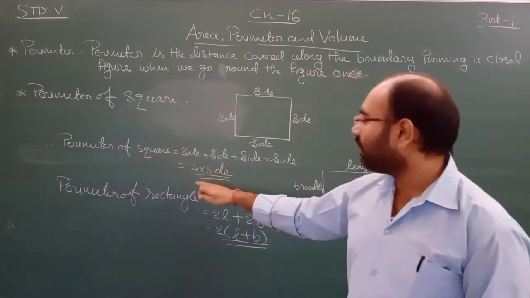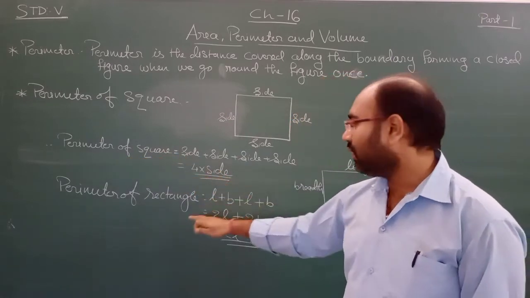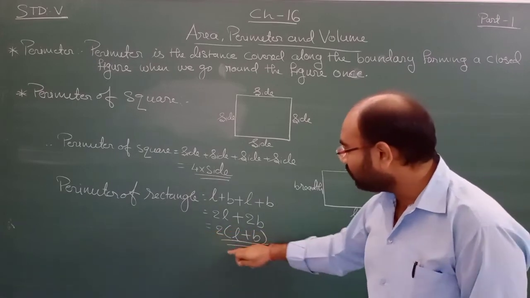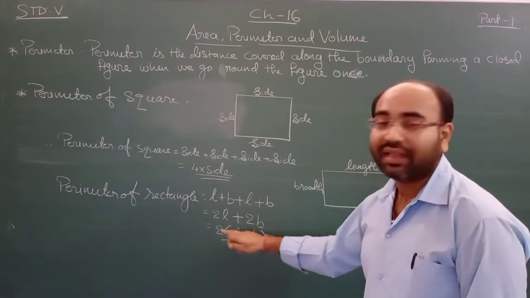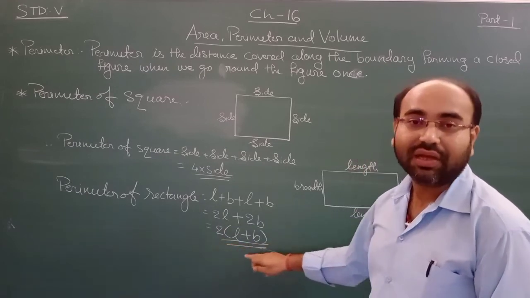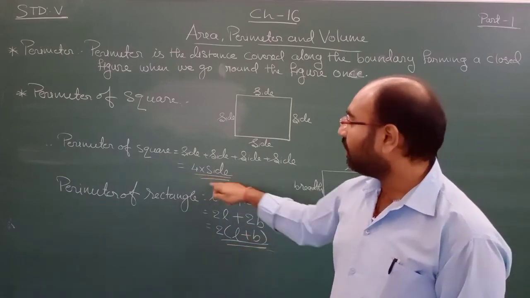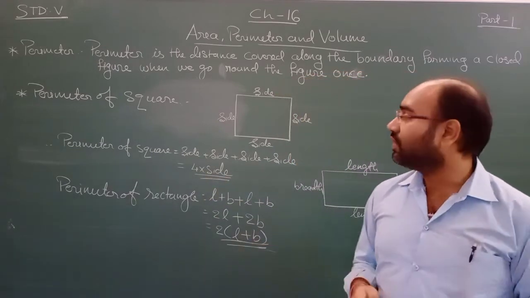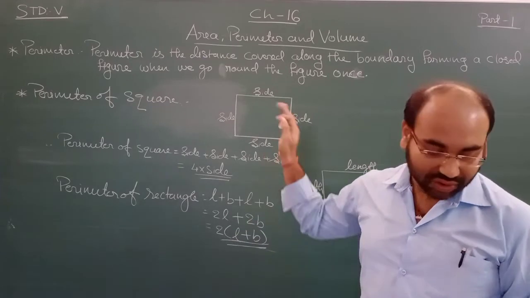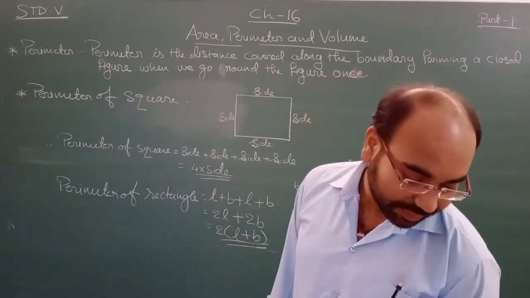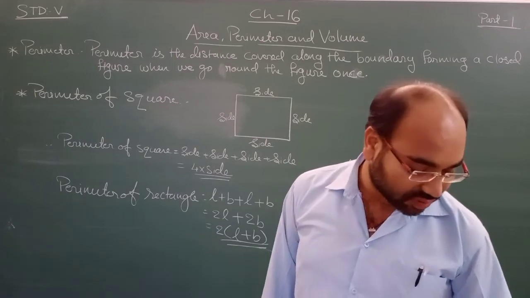So perimeter of square means what? 4 into side kar dena hai, perimeter of rectangle is equal to 2 into L plus B. Ab aapko yehi karna hai, ye kaise aaya, that I had explained to you, but formula yehi use karna hai, 2 into L plus B, and here 4 into side, what we have to use when we solve the sum. So this was the explanation regarding perimeter of rectangle and perimeter of square.